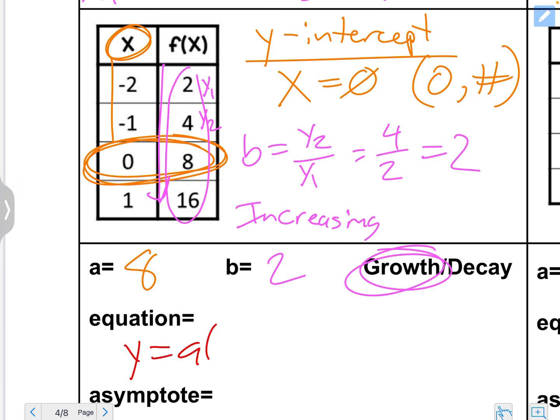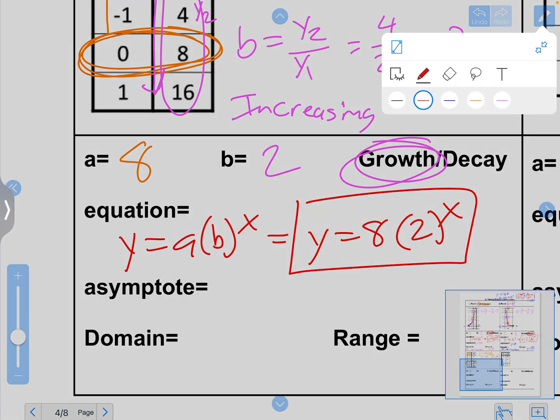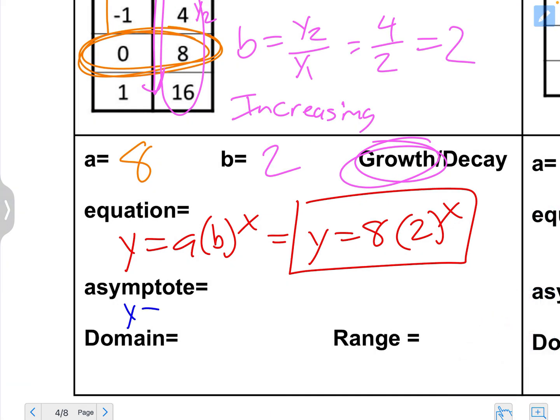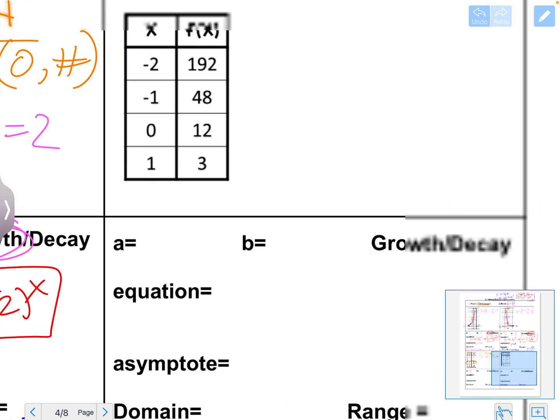Y equals a times b to the x. So our a equals 8, our b is 2, and then we got to make sure we remember our x. Again, our asymptote is pretty much always going to be y equals 0. Domain is all real numbers. And our range is y is greater than 0.